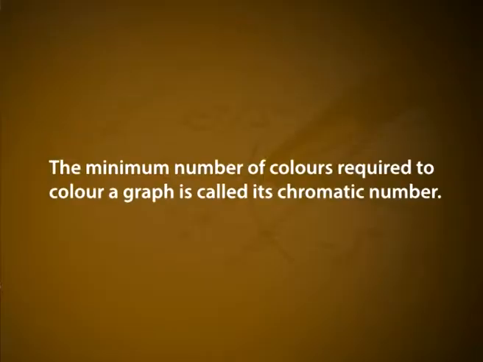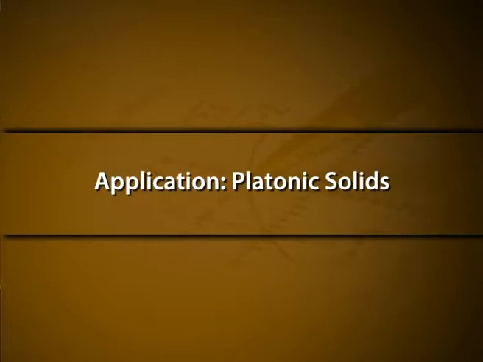There is no limit on the number of colors that may be required for a coloring of an arbitrary graph, since, for example, the complete graph Kn requires n colors. However, if we restrict ourselves to planar graphs, regardless of the number of vertices, 5 colors suffice. The minimum number of colors required to color a graph is called its chromatic number. Now, let us see an application on Platonic solids.